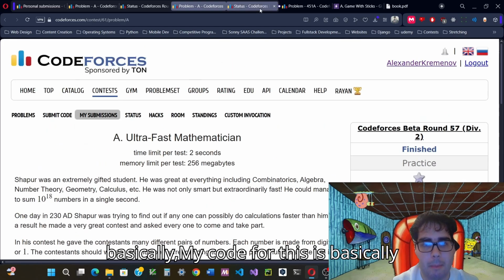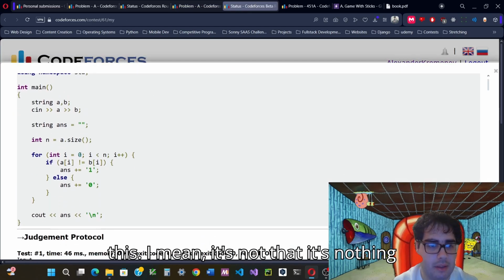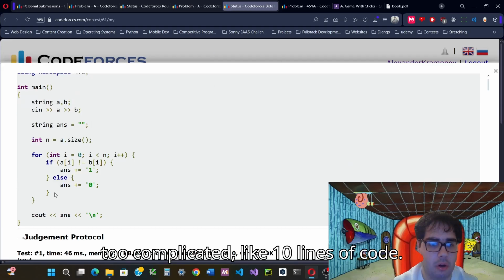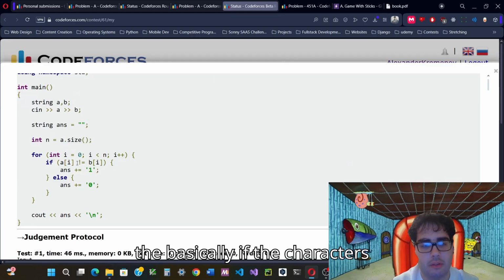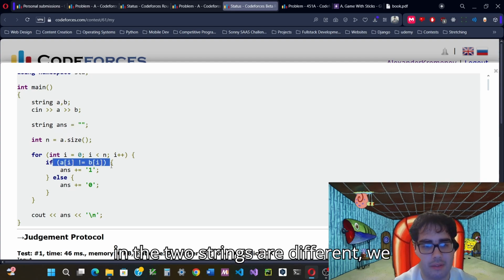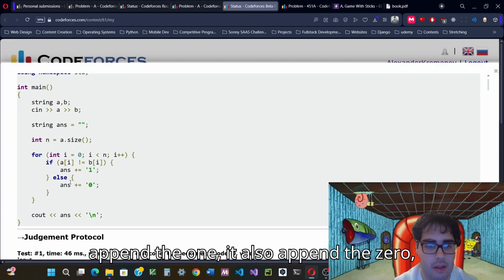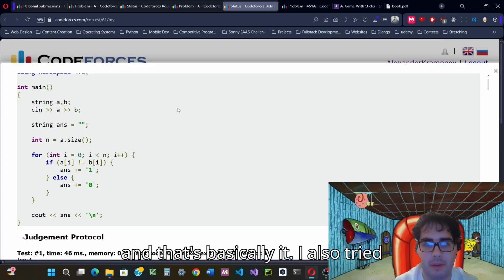And basically, my code for this is basically this. I mean, it's nothing too complicated, like 10 lines of code. Basically, if the characters in the two strings are different, we append the 1, else we append the 0. And that's basically it.